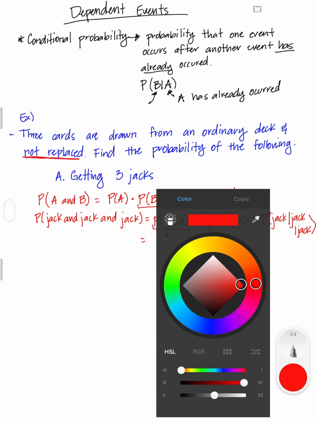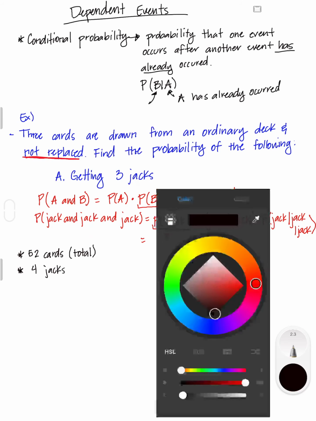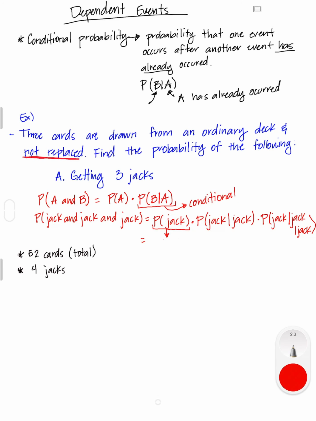So we know that there are 52 cards in total in a deck of cards, and we know that there are 1, 2, 3, 4 jacks in total in the deck of cards, right? So then the probability of choosing the first jack will be 4 out of 52.